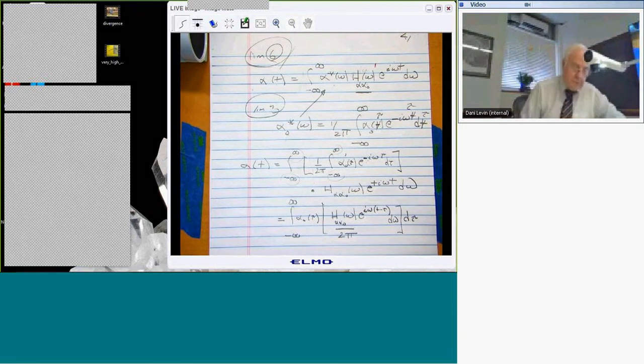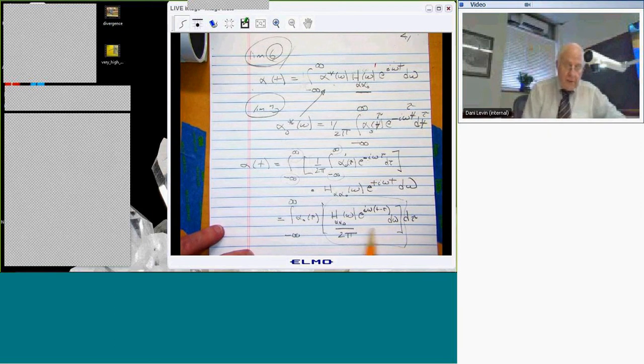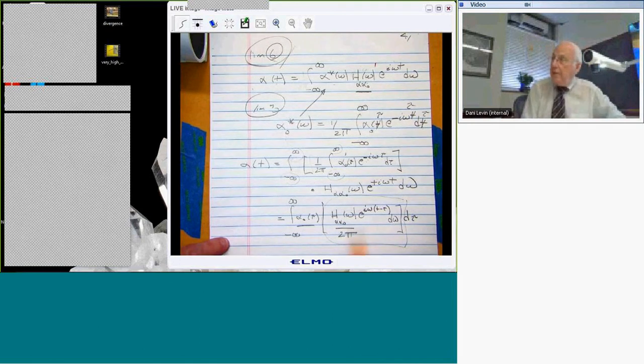And what is this thing? I'm glad you asked. What's this thing that's integral over omega? Well, the first thing you note about it is it has nothing to do with the input. It only has to do with the dynamics of the system. It only has to do with the transfer function. And in a linear system, the transfer function itself doesn't depend on the input. That's the nature of a linear system. For a nonlinear system, it might. Okay, but for a linear system, it doesn't.